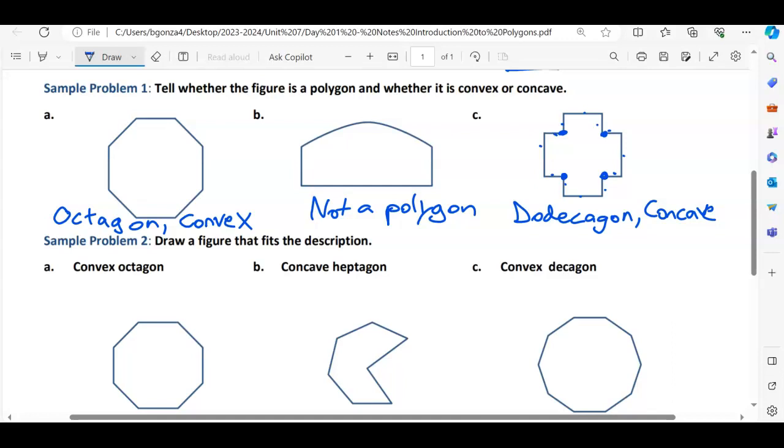So you could draw this. Now look at B, concave heptagon. So look, 1, 2, 3, 4, 5, 6, 7 sides, and it looks like a Pac-Man head because it's caved in, right? So concave at that vertex. And then C is a convex decagon because there's 10 sides and they're all pointing out on the corners, the vertices.